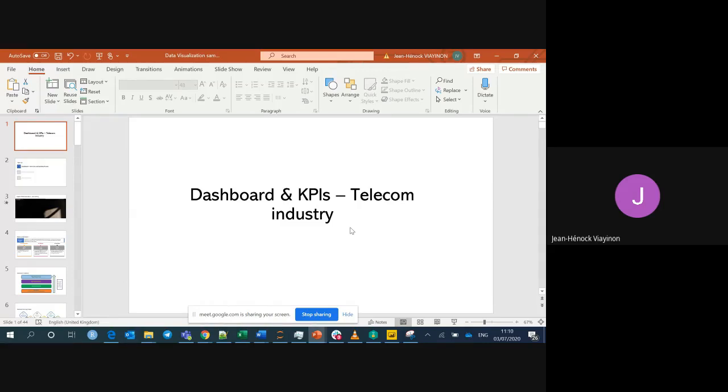We are going to focus on the telecommunication industry because, you know, guys, in Africa, the telecommunication industry is one of the most promising for data science. So maybe after this training, you are probably going to get a position with some company, and most of them could be telecommunication companies. That's why I'm going to use the telecommunication industry as a use case for this dashboard and KPI presentation.